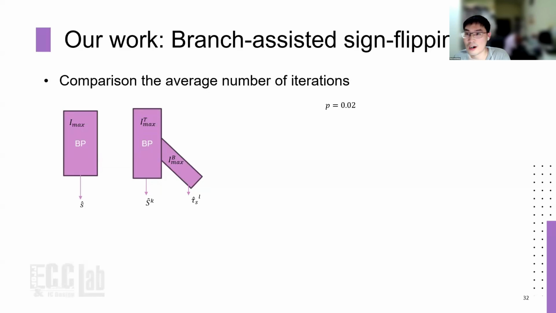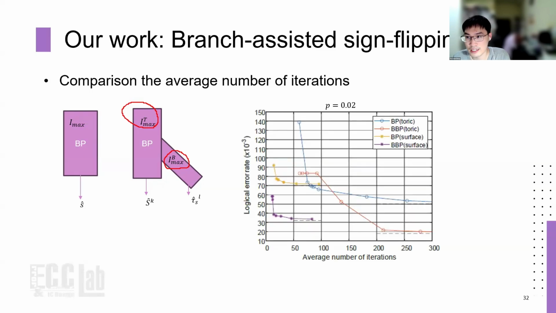We call our branch-assisted BP the BBP algorithm. Note that since we add a new branch, there are two iteration terms, and both are maximized at the code length n. So at first glance, it seems that our proposed decoder improves the BP only because we use more iterations. But from this figure, we can see that the proposed algorithm does provide a better gain at the same average number of iterations.